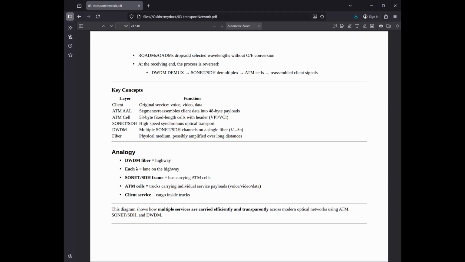Summary of the stack: 1. Service: voice, video, IP. 2. ATM layer: cells with VPI/VCI, priority and routing. 3. SONET/SDH layer: frames/containers, timing and protection. 4. DWDM layer: wavelength/photons, physical transmission.